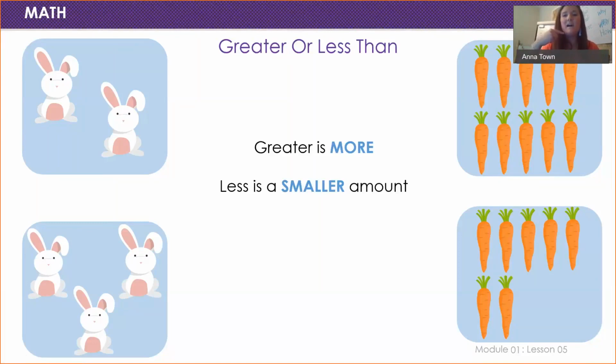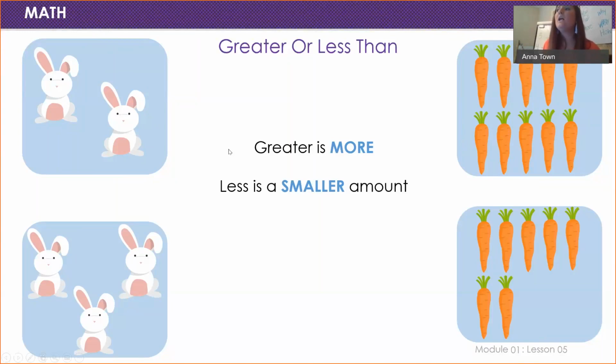Less is smaller. So right now what we're going to do is we're going to take a look at the bunnies and we're going to take a look at the carrots. Right here we have 1, 2 bunnies, and over here we have 1, 2, 3, 4, 5, 6, 7, 8, 9, 10 carrots. In your head, think, is 2 greater than 10?